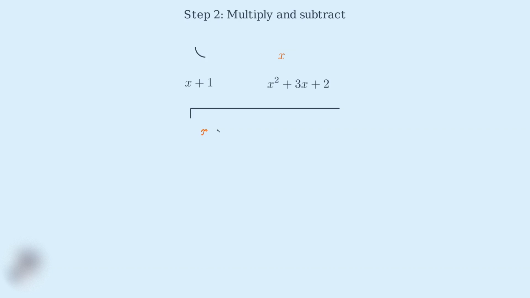Step 2. Now we multiply our quotient term x by the entire divisor x plus 1. X times x plus 1 equals x squared plus x. We write this product below the dividend and draw a line to show we're subtracting. Now we subtract. X squared plus 3x plus 2 minus x squared plus x equals 2x plus 2. The result of our subtraction is 2x plus 2, which we write below the line.